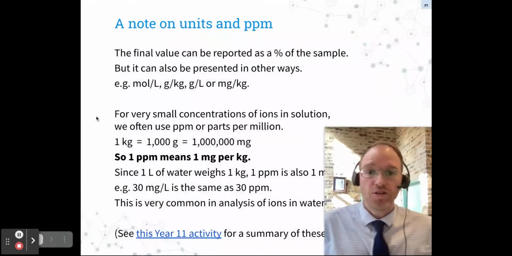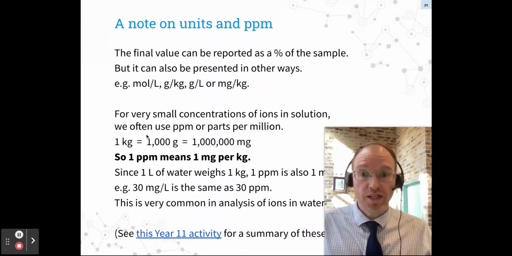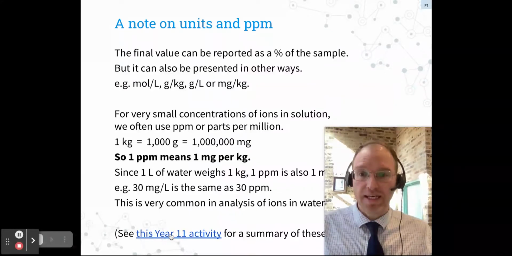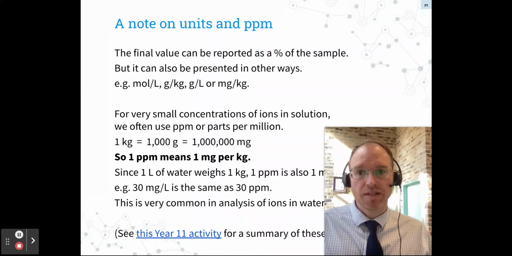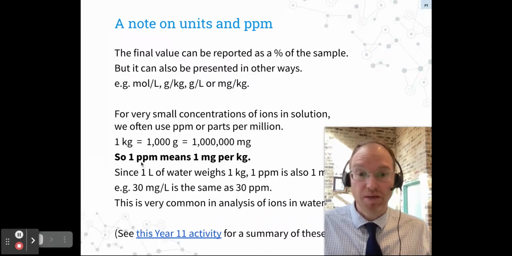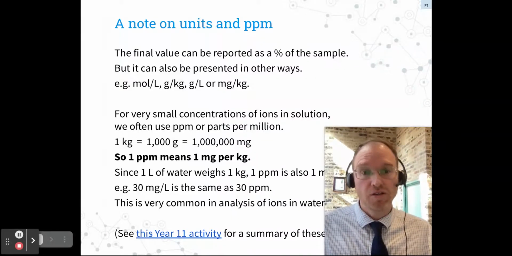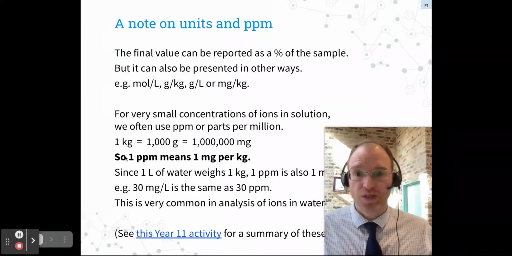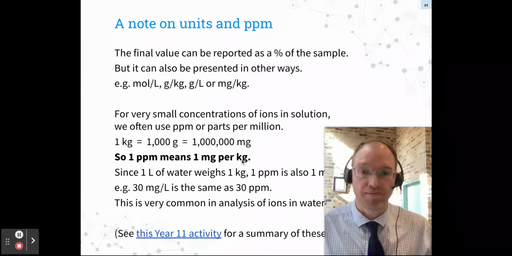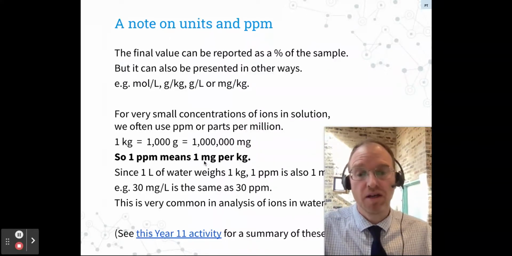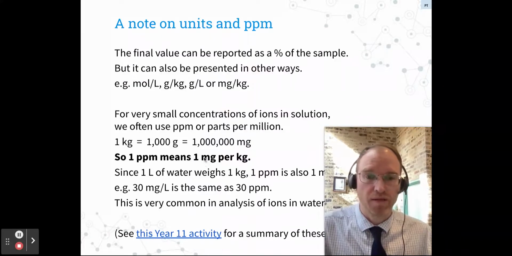A little note on units. I'm not going to go through all of this. We did it in year 11, and at the bottom there you can see a link. But just be aware that when we're measuring very small amounts of things like this, often we record it in ppm, parts per million. So you do need to be able to work in parts per million if required. And I've put there how to work it out, but I won't go through it now. But basically 1 ppm means 1 milligram per kilogram. And because a litre of water is a kilogram, 1 milligram per litre is 1 ppm.